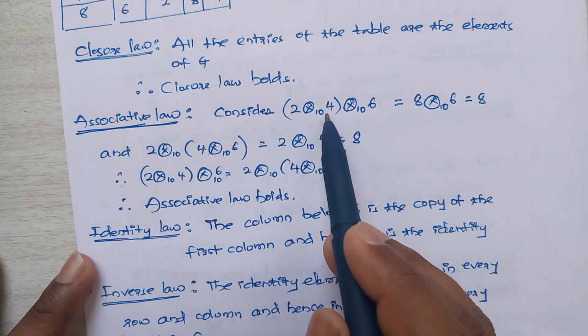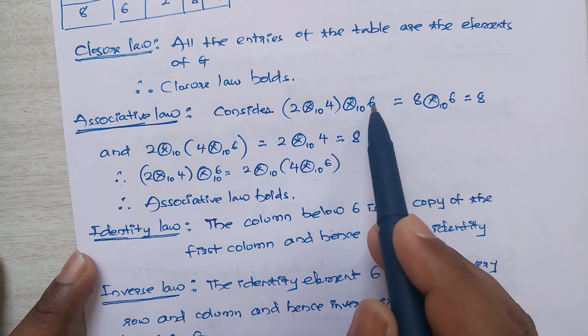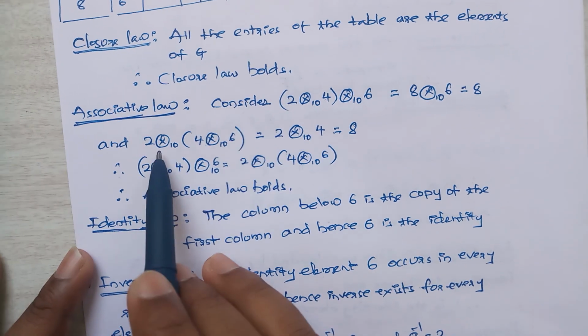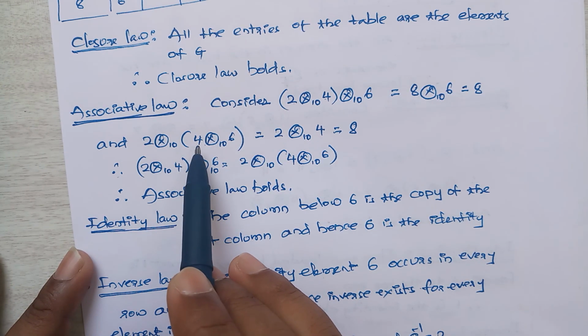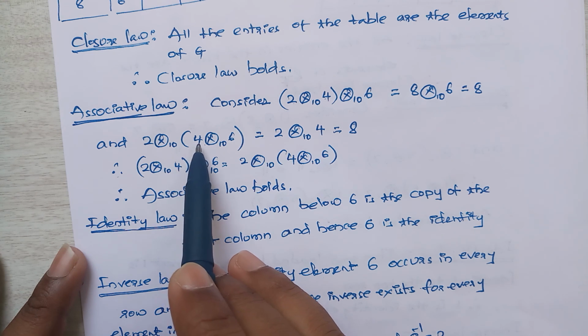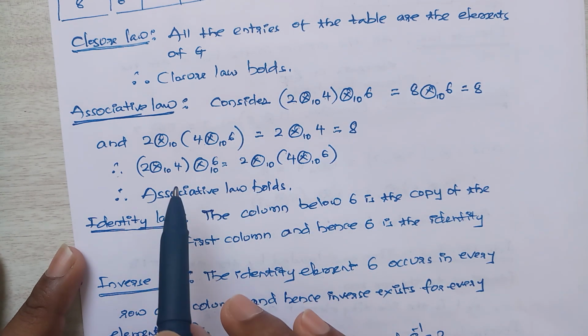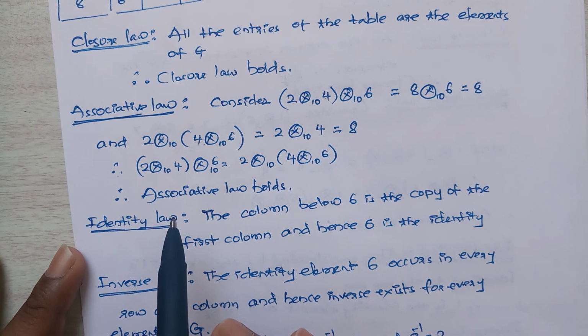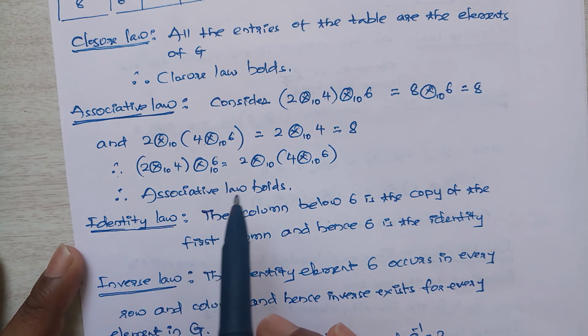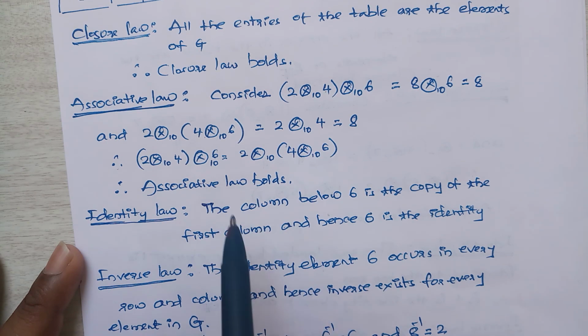So (2 * 4) * 6 is equal to 2 * (4 * 6), that is, (A * B) * C is equal to A * (B * C). Therefore the associative law holds good.